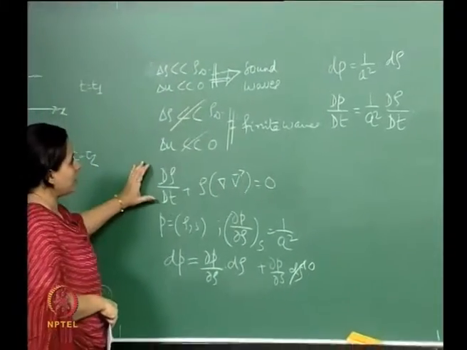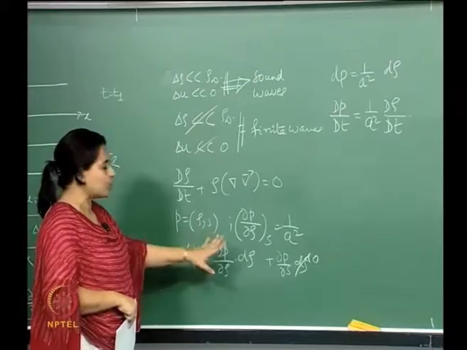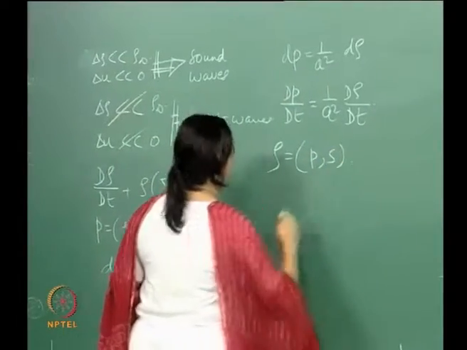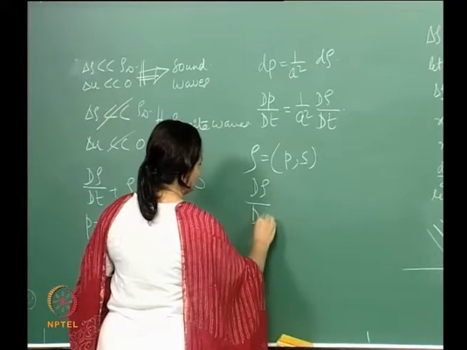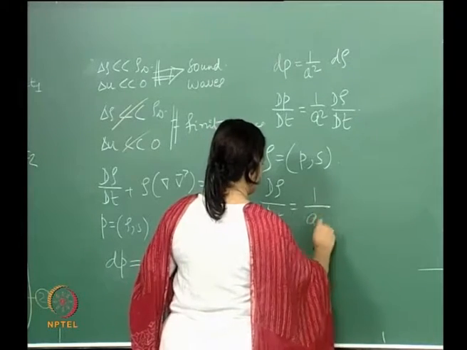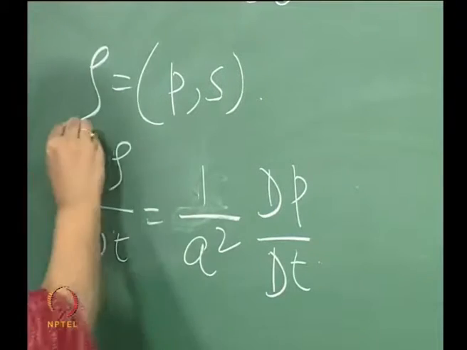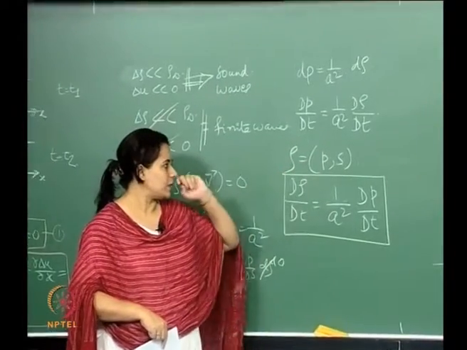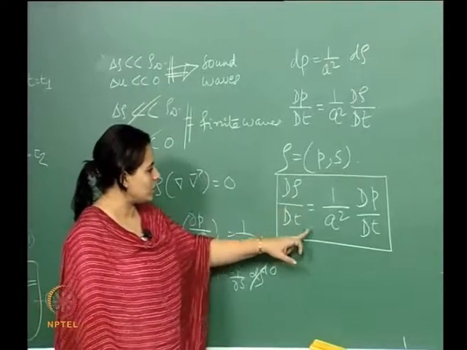Now, instead of p, this is what we had done earlier. We can also write density in terms of p and s, the same treatise. In that case, d rho dt is a square dp dt. We can write one thermodynamic variable in terms of the other two state variables. In this case, it is isentropic, so ds is 0. Therefore, we can write d rho dt like this.